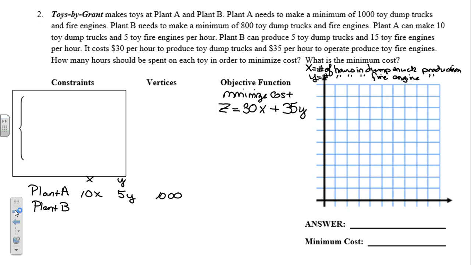So is this a less than or a greater than or equal to? Greater than. We want to have at least 1,000. Can be equal to as well, okay? That's one of our constraints: 10x plus 5y greater than or equal to 1,000.